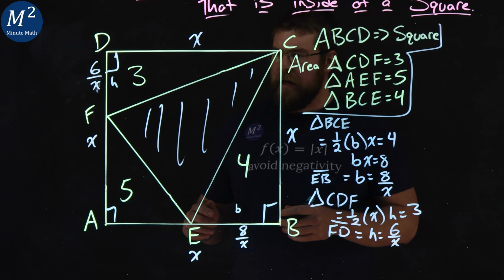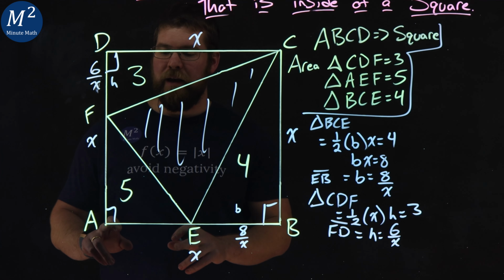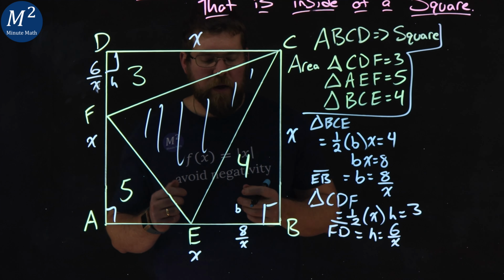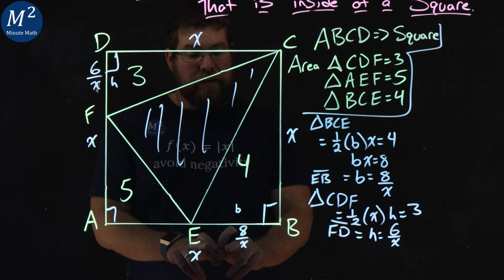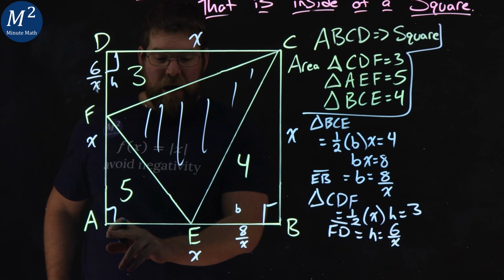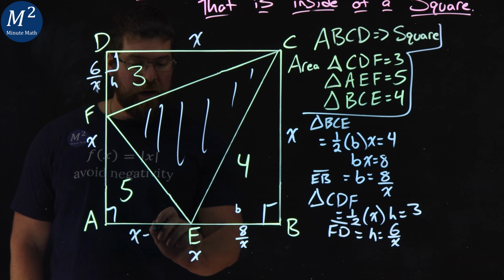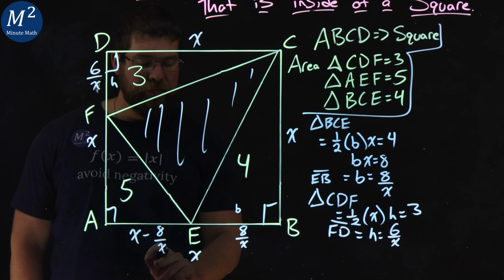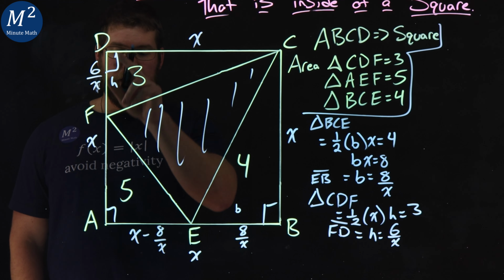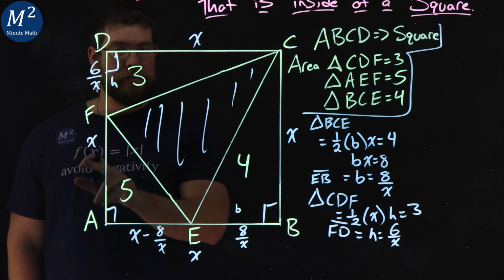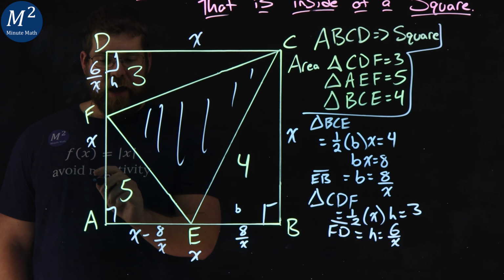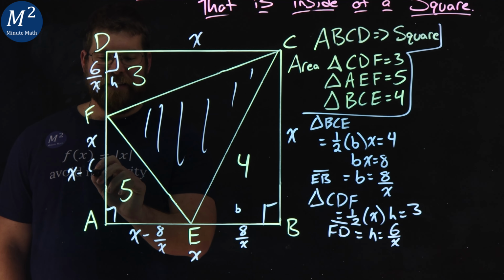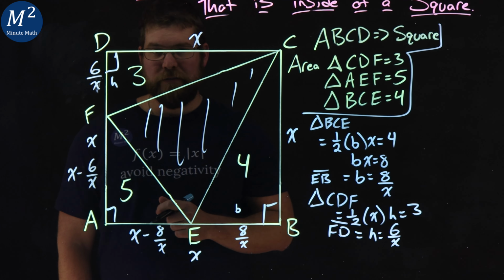Now what about the lengths of AE and AF? Can I find those? Well, if I know the overall length of AB is x and EB is 8 over x, AE would be x minus 8 over x. And similarly, DA we know has a length of x, and DF has a length of 6 over x. FA will be x minus 6 over x.